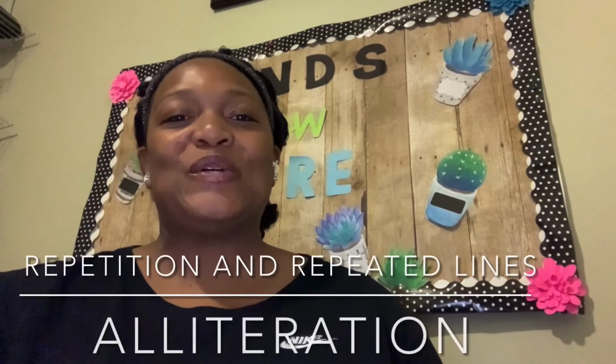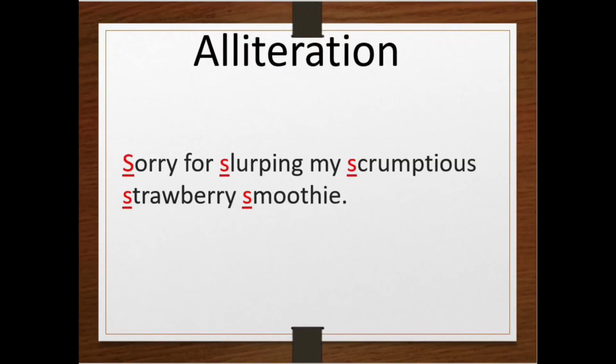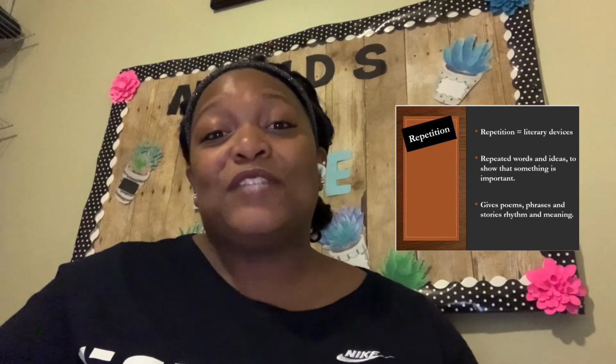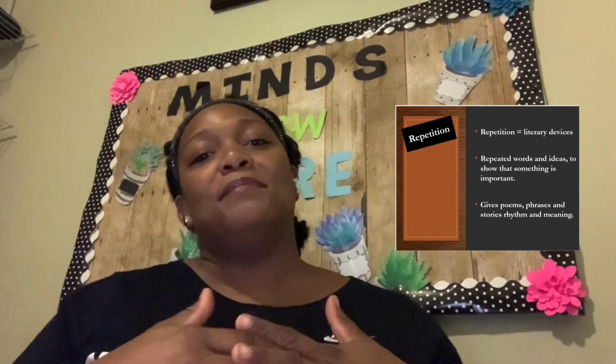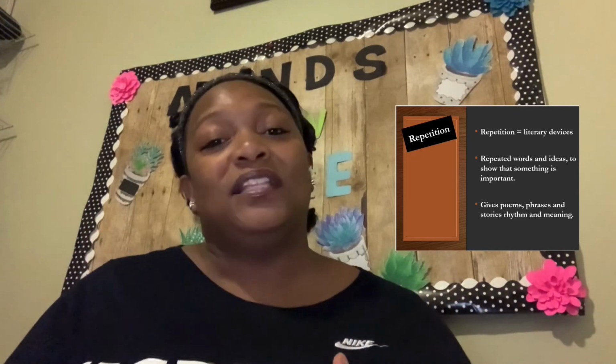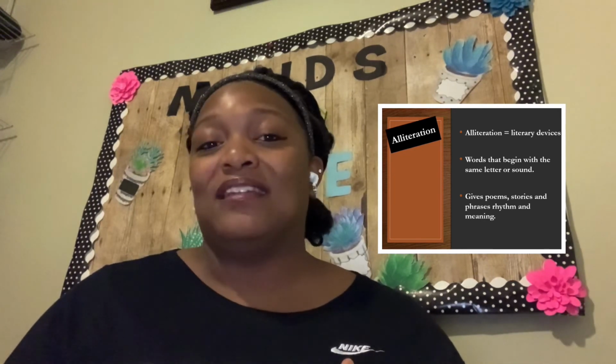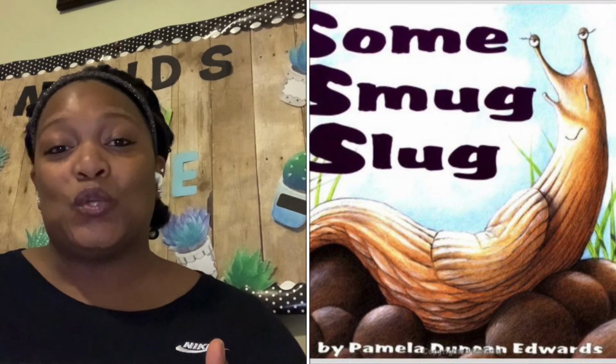By now, boys and girls, we know how to describe repetition and alliteration in a story and how they give meaning to a story. Oh, sorry guys for slurping my scrumptious strawberry smoothie. Okay, let's review. So, repetition is repeated words and ideas. And a lot of times they are repeated because they want to show you that it's important in a story. With alliteration, remember it can be two words that have the same beginning sound, just like we looked at earlier with the letter S in the story.